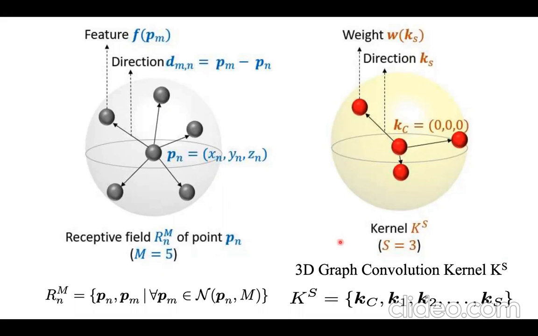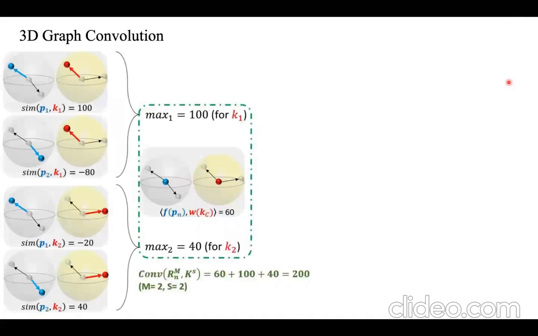So now we'll go further from here. This is a basic setup. Again, weights can go to higher dimensions too. Now we'll get to the 3D graph convolution part.